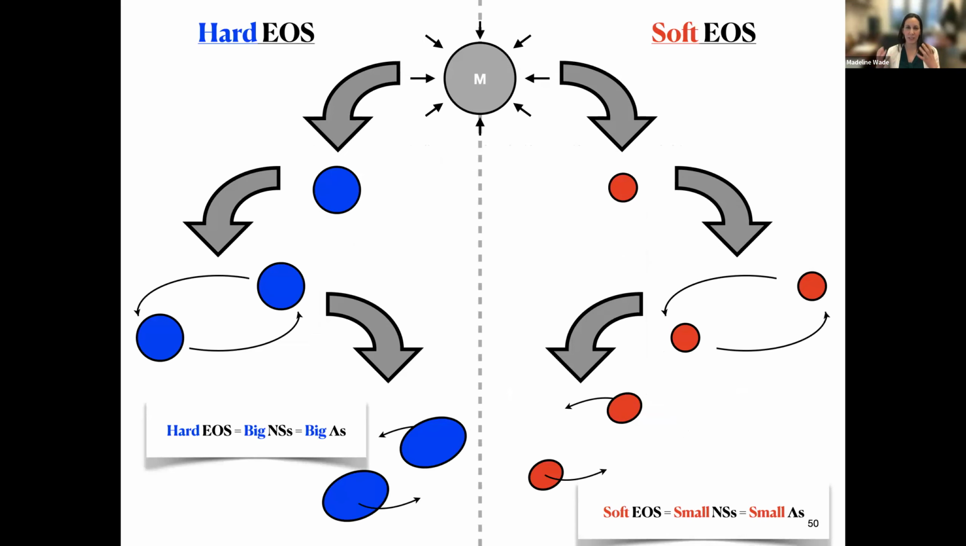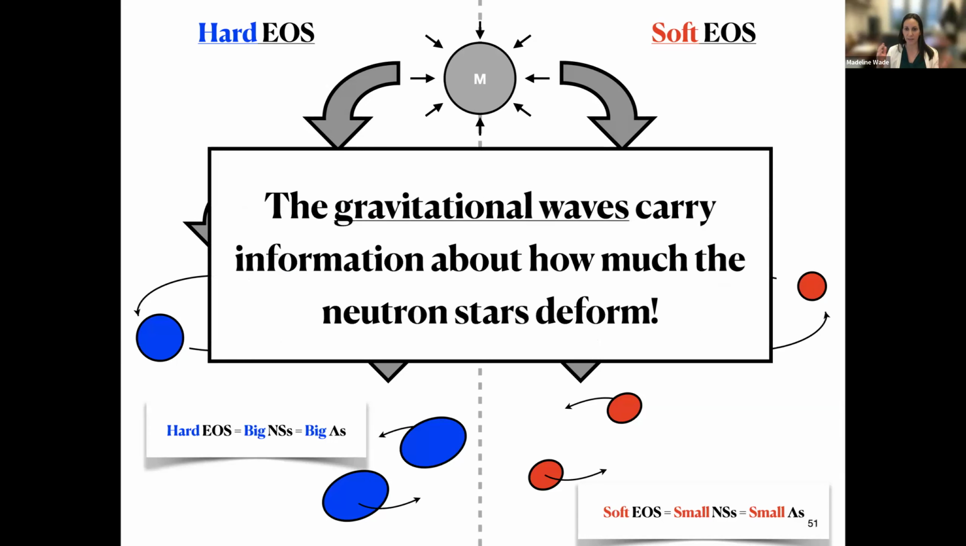Equations of state you can kind of classify into two categories. There's the hard equation of state and the soft equation of state. The hard equation of state is going to lead to neutron stars that are bigger, which is then going to lead to a larger deformation as the neutron stars get closer to each other. A soft equation of state is actually going to lead to a neutron star that's physically smaller. The radius of the star will be smaller, which actually is going to lead to a smaller deformation. So by looking at the gravitational waves coming from the merging neutron stars, we'll be able to categorize how much they've deformed, which will help tell us something about the equation of state of the neutron star.